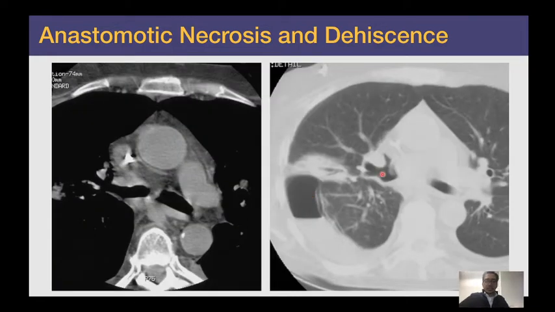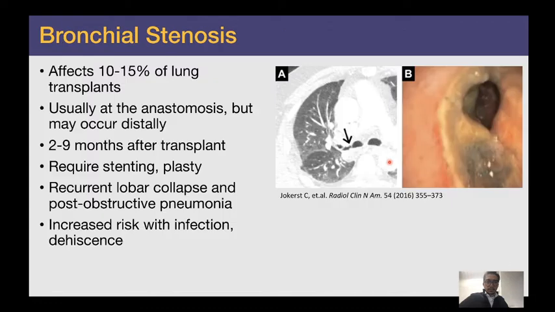Okay, and here's another example. So anastomotic dehiscence right here. Okay, and then bronchial stenosis is the kind of long-term effect, okay?